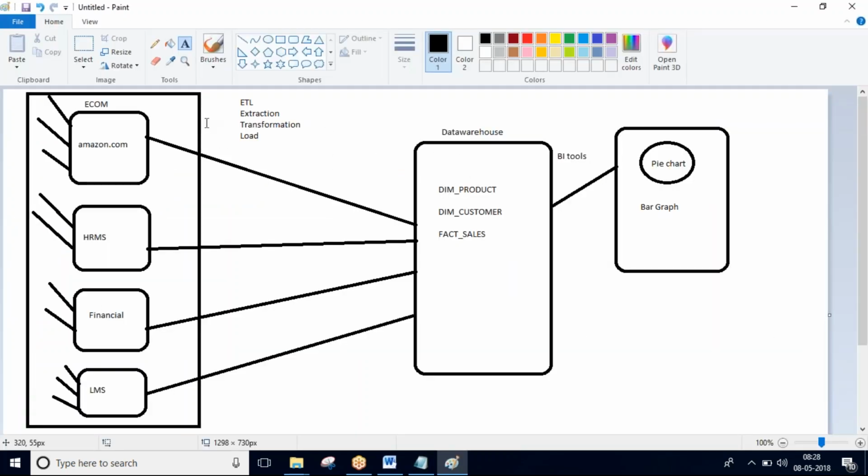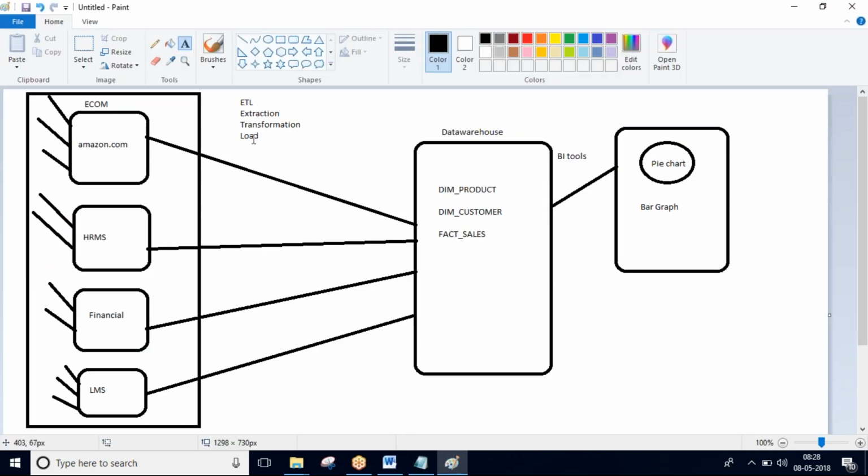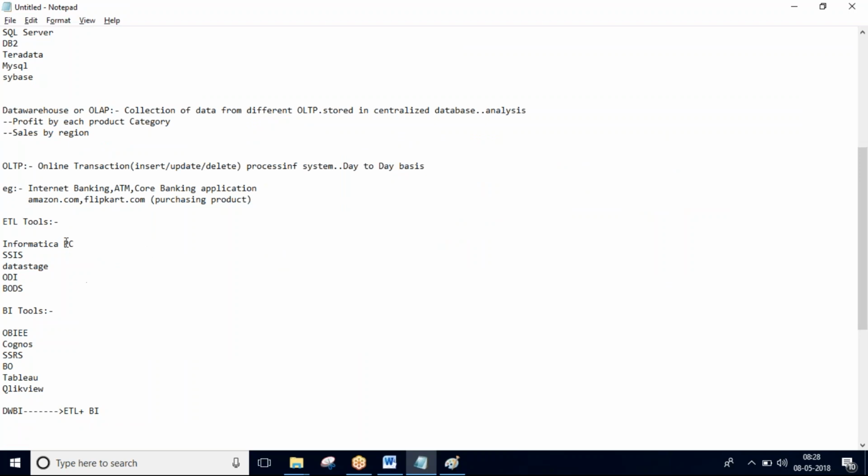So when you talk about the complete data warehousing project, it will have an ETL as well as a BI. Both together are called DWBI, or a data warehousing business intelligence project. So DWBI is a combination of ETL plus BI. One of the ETL tools could be used, and one of the reporting tools can also be used for building it. So this is the purpose of your ETL. Informatica PowerCenter is one of the ETL tools which can help you to build the data warehouse.